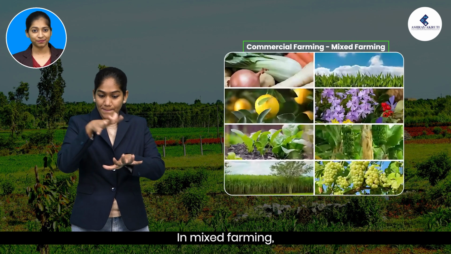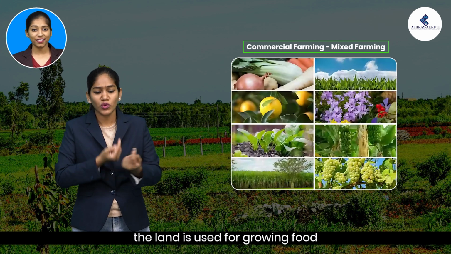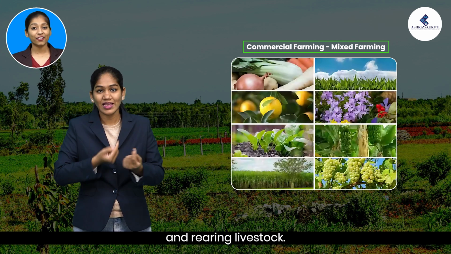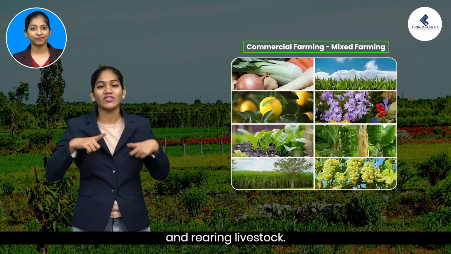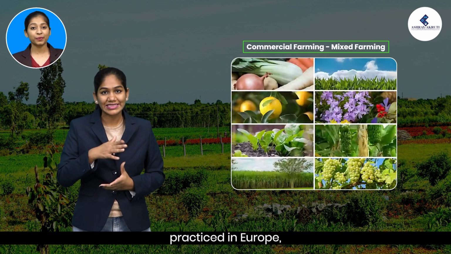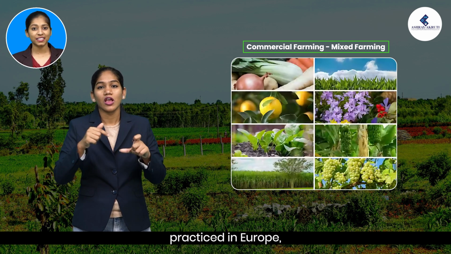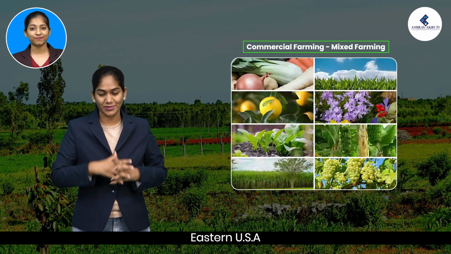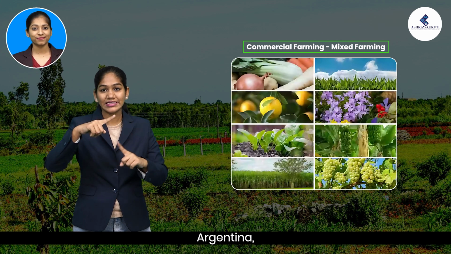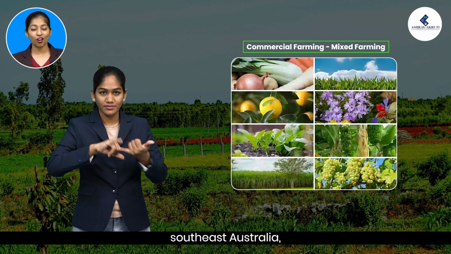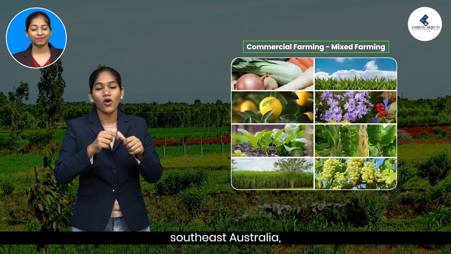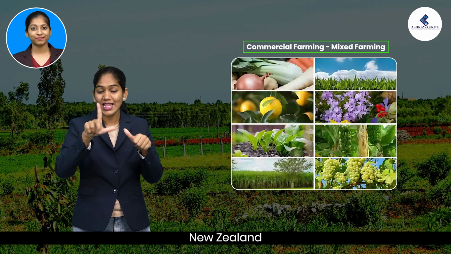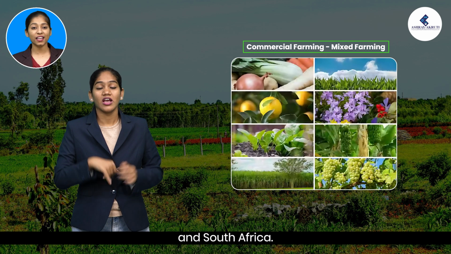In mixed farming, the land is used for growing food and fodder crops and rearing livestock. It is practiced in Europe, Eastern USA, Argentina, Southeast Australia, New Zealand, and South Africa.